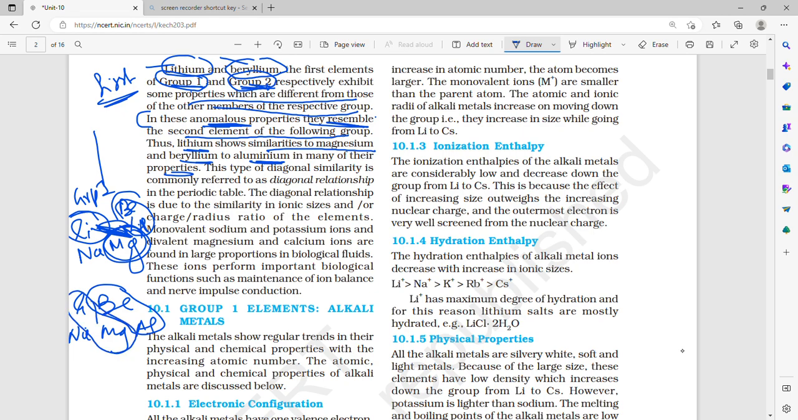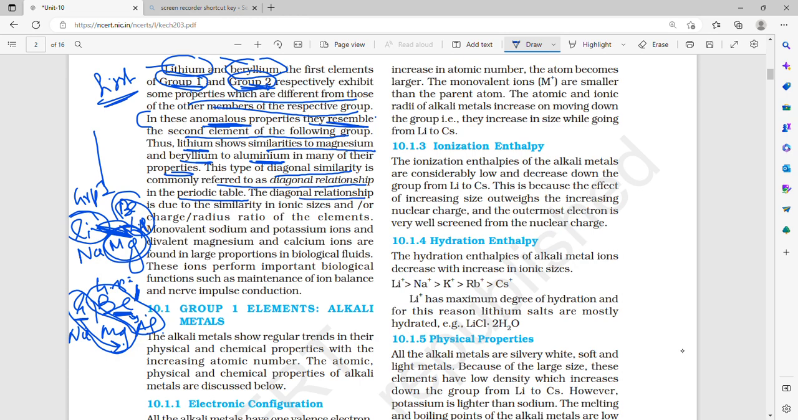And lithium to magnesium. Of the third group, beryllium shows similar properties to aluminium in many of their properties, and aluminium is in the third group. So you can see diagonally they both are similar, that is lithium of group 1 alkali metals is similar to magnesium of group 2, and beryllium of alkaline earth metals group 2 is similar to aluminium of group 3. This diagonal similarity is commonly referred to as diagonal relationship in the periodic table.